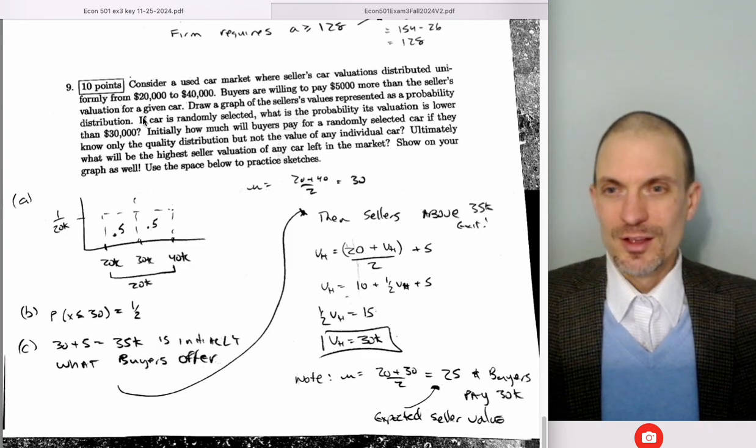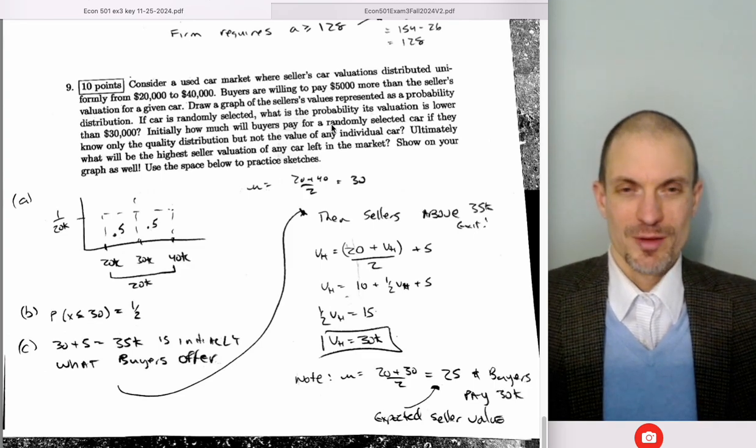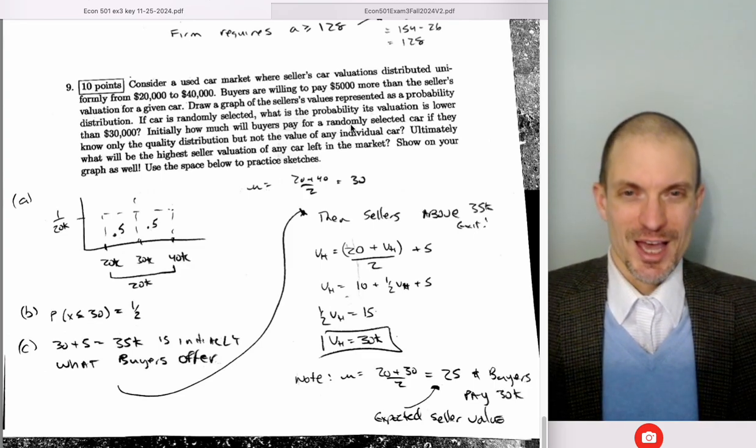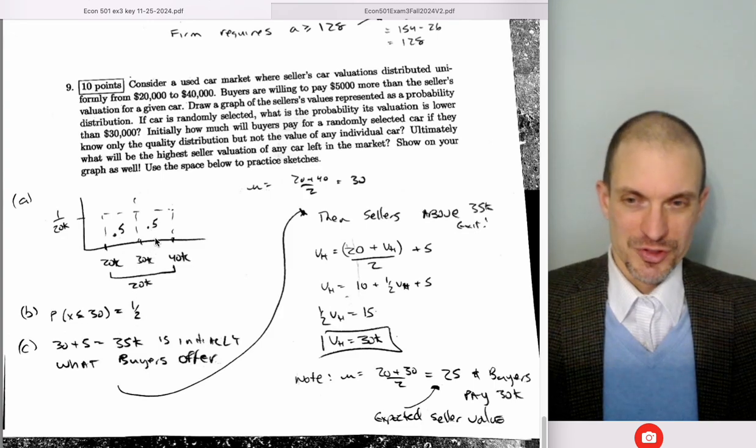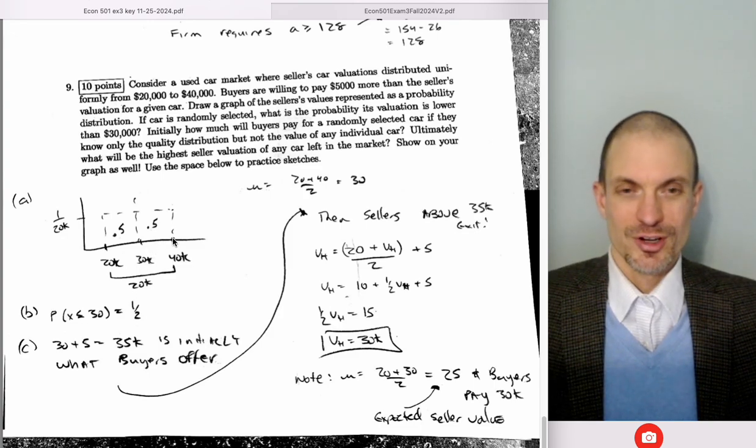Part C was, if a car is randomly selected, initially, buyers will pay how much for a randomly selected car if they only know the quality distribution? So that's the expected value, 30,000. But we said buyers are always willing to pay 5,000 more. So it's going to be 35,000 that buyers initially offer. But if buyers are only willing to pay 35,000, all the sellers with higher valuations are going to leave the market. So the sellers above 35,000 exit.